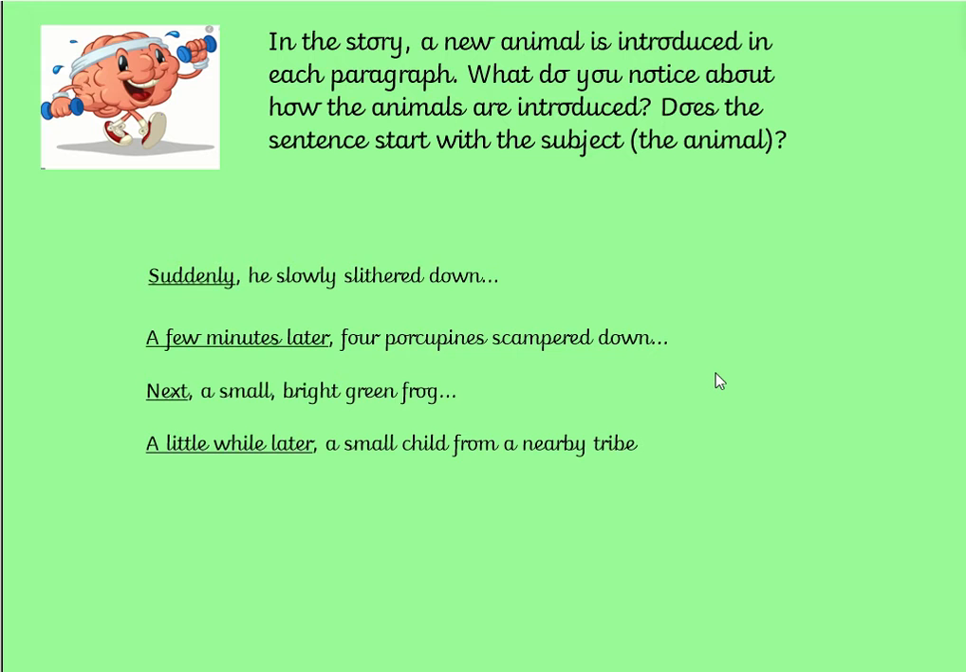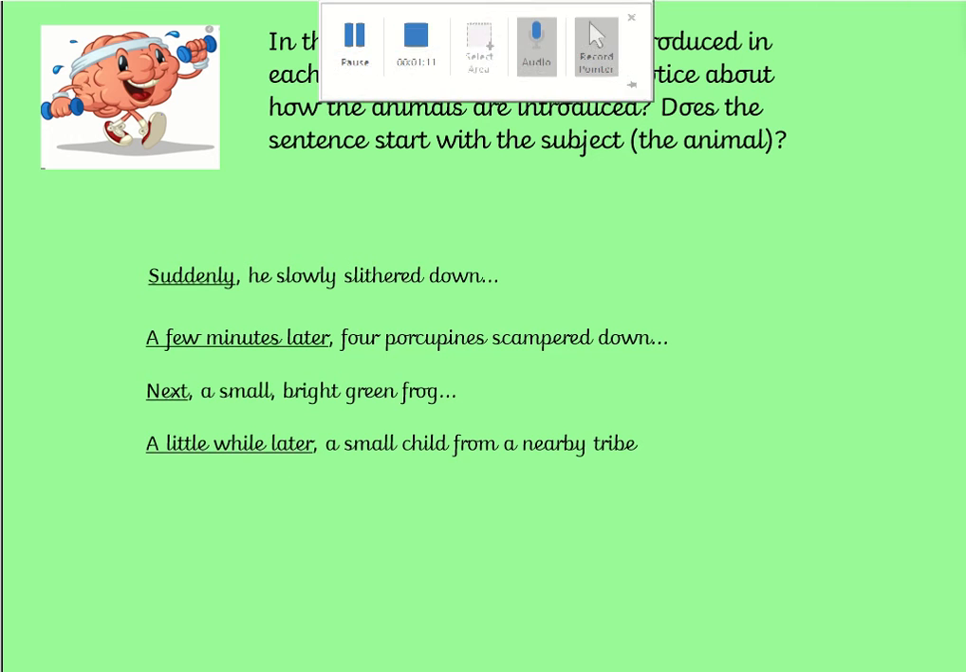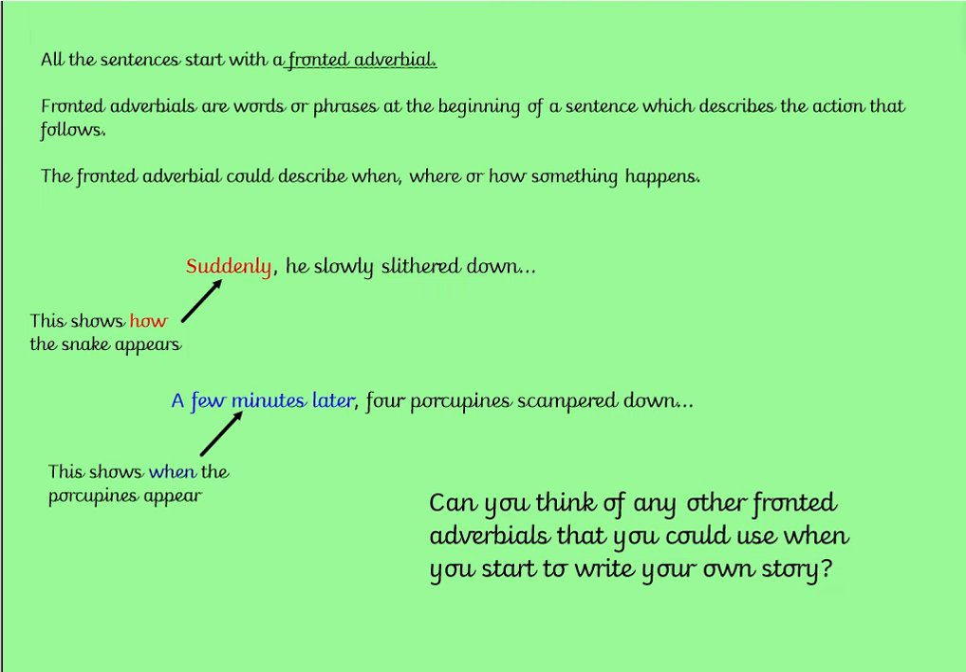So you can see the examples here. We've got "Suddenly, he slowly slithered down." "A few minutes later, 4 porcupines scampered down." "Next, a small bright green frog," and "a little while later, a small child from a nearby tribe." So in these sentences, they never start with the subject: he, the porcupines, the frog, the child. They all start with something else at the beginning, a different opener.